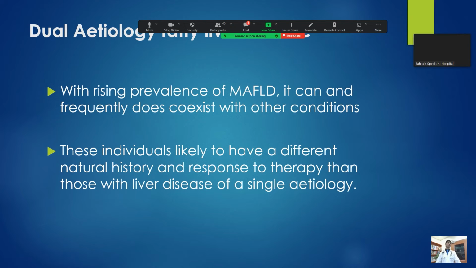So, it being so common, we cannot cause it as secondary to something else. Usually, there are dual etiologies, like something is there along with the non-alcoholic fatty liver disease or NAFLD. A patient may be taking alcohol, but he might also have underlying NAFLD. So this is called the dual etiology concept or dual etiology fatty liver disease.